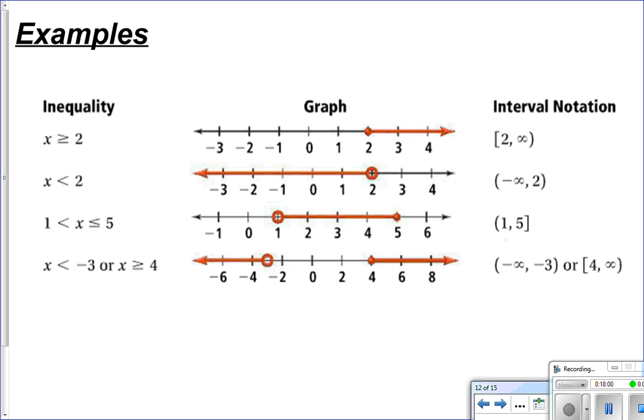Then for an or, when they go in different directions, this is the important part. It goes from negative infinity all the way up to -3, not included. So we use parentheses over here for the interval notation. And then there's the little margin where we skip. So because it's an or problem, we write or. And then it's a closed circle on 4 because x is greater than or equal to 4. So it's an open bracket, 4, and continues on forever, for infinity, close parenthesis.